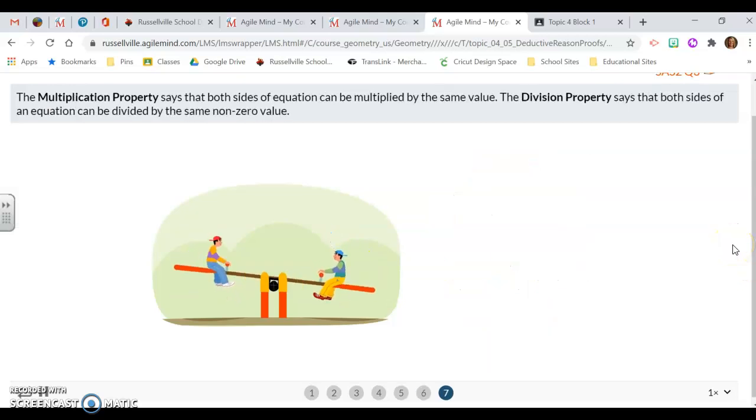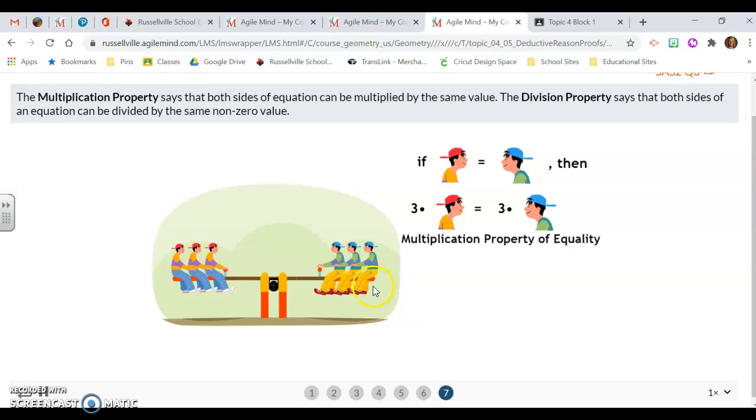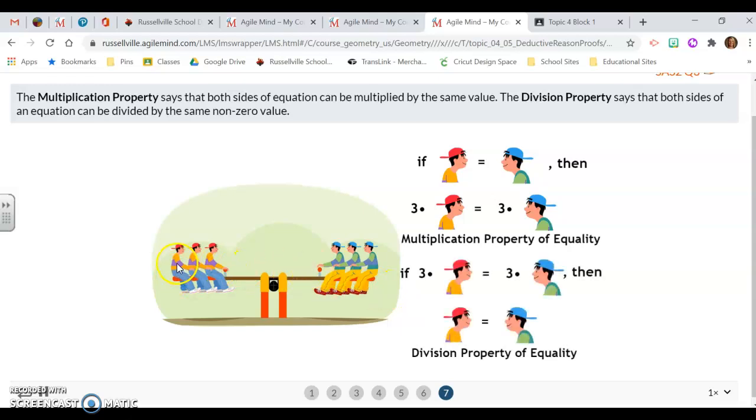And then we've got the multiplication and division property. So if I take that guy and I multiply him, and I multiply this guy, so I've got 3 of these and 3 of those. They were equal to begin with, and I've just multiplied both of them by 3. They're still going to remain equal. And then again, the same thing with division. If I had 3 to begin with, and they're all equal, and I take and divide those out, what I'm left with is this guy is equal to that guy. So that's just a visual of what those properties look like.